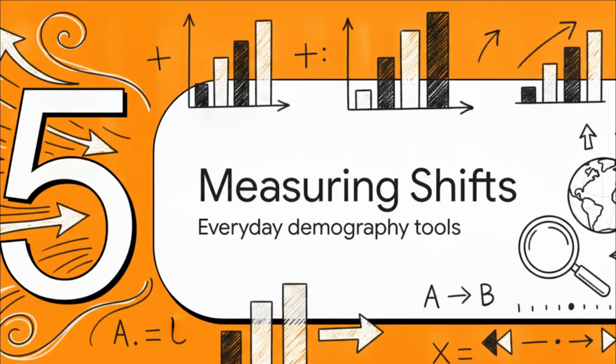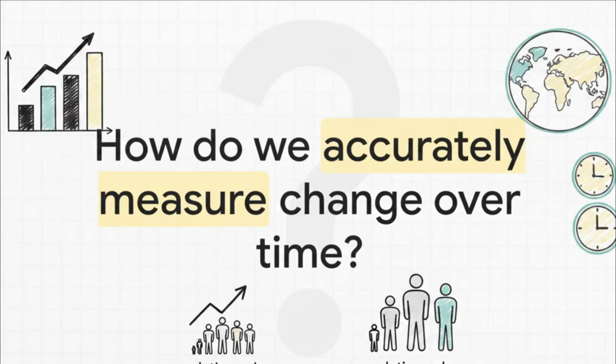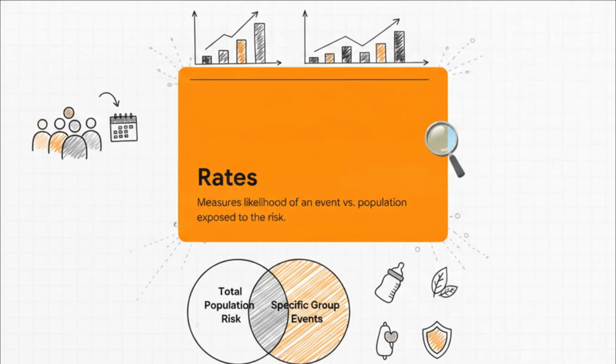Finally, let's hit Section 5, measuring the shifts using everyday demography tools. Because just knowing the total number isn't enough, right? We need to know the speed and scale of these changes. So how do we accurately measure this change over time? We absolutely need standardized ways to compare different years, different cities, or entirely different countries. To pull this off, demographers use something called rates.